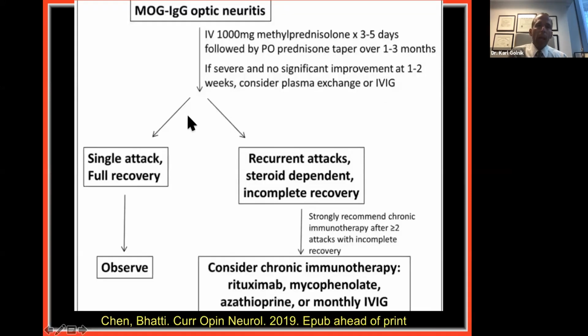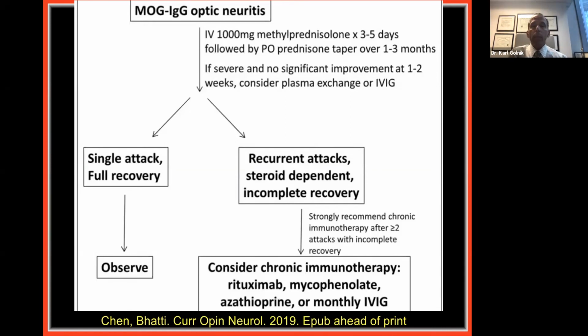Unlike NMO, if it's a single attack with good recovery, it may be reasonable to observe these patients. Single attack, full recovery, observation is reasonable. However, if they're recurrent attacks, or if there's steroid dependence, in other words, you try to taper their prednisone, their vision recovers, you try to taper it, they get worse, you have to put them back on more steroids, back and forth.